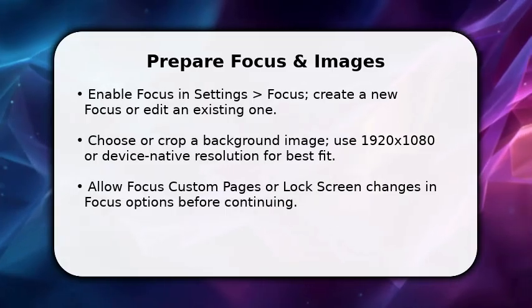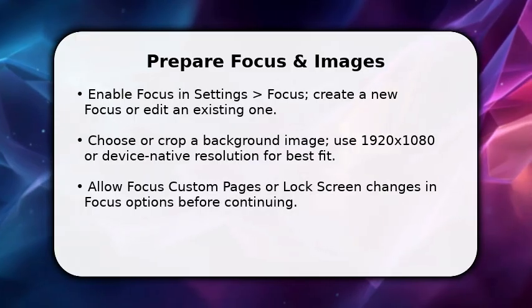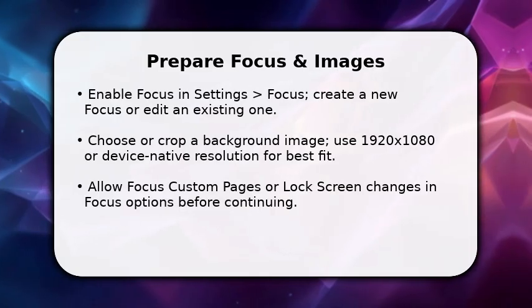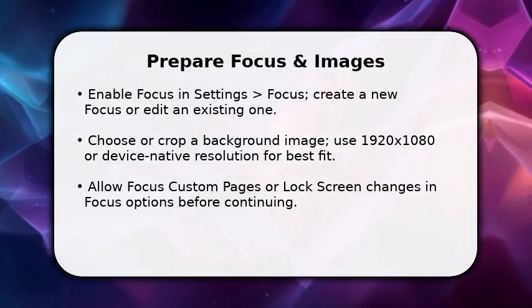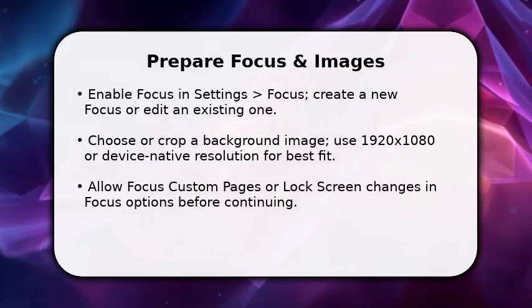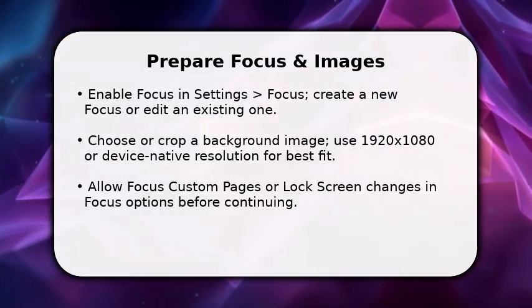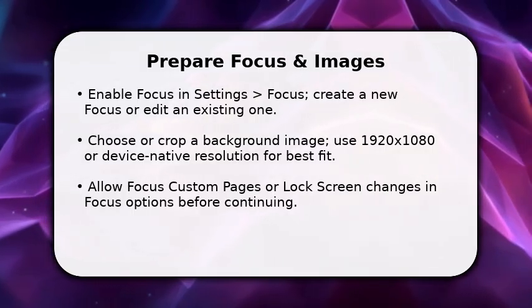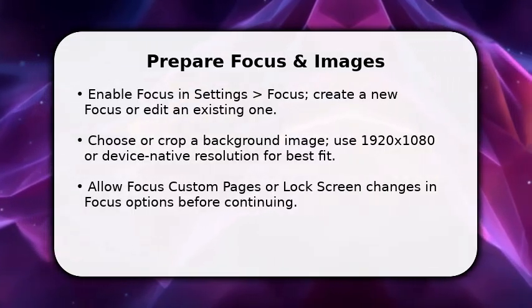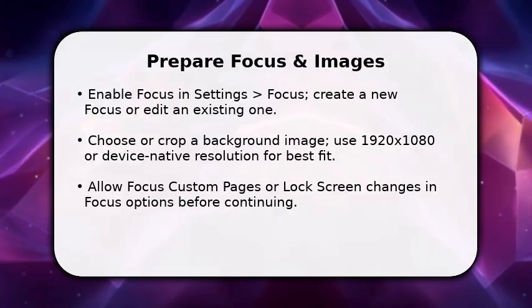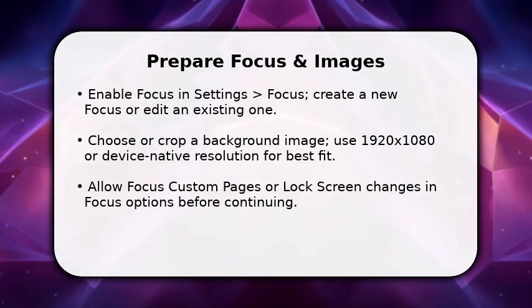You'll start by confirming requirements. Focus enabled and at least one suitable image ready. Open Settings, tap Focus and select or create the focus profile you'll modify. Once done, make sure focus permissions allow customizing screens. This unlocks background switching. Meanwhile, pick an image with the right resolution. Lower quality will blur. If you plan different images per focus, name them clearly so you can find them fast when we assign them in the next step.